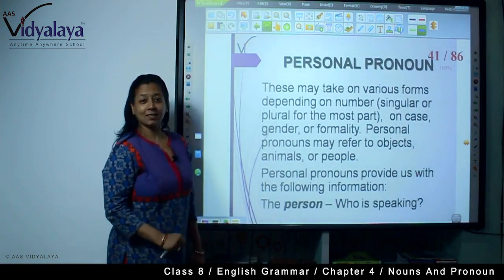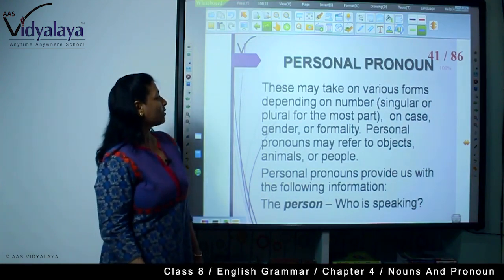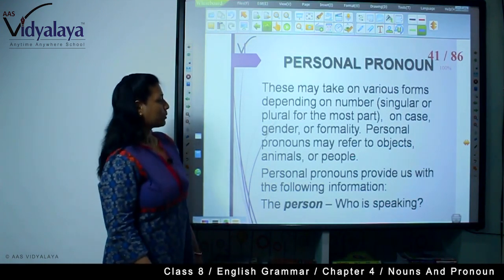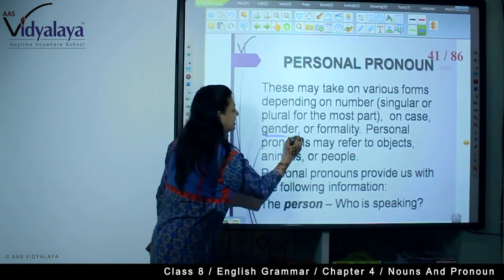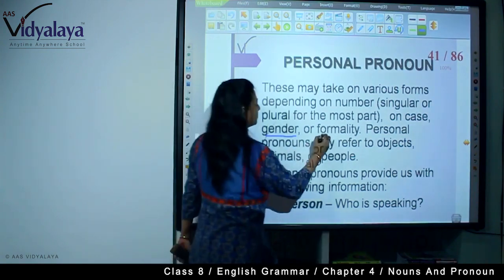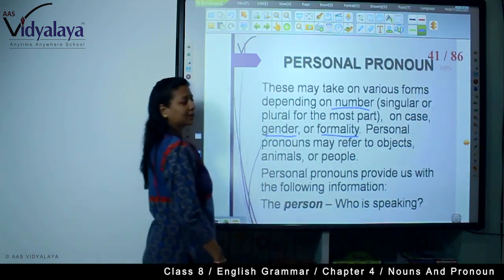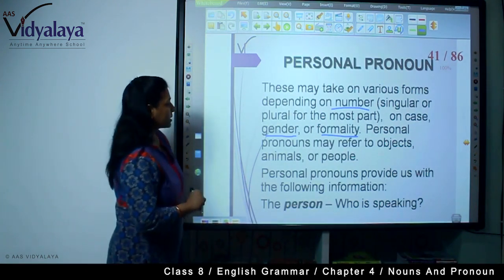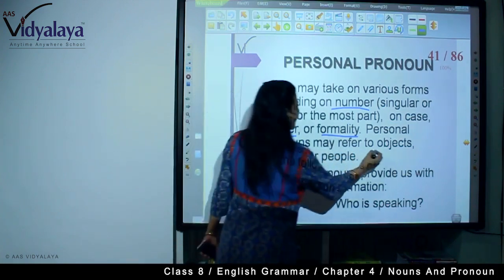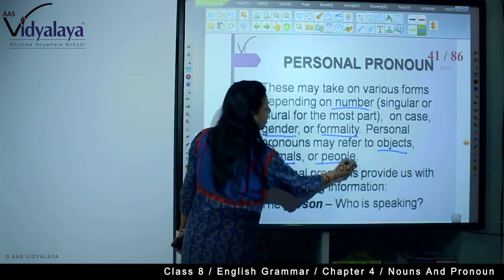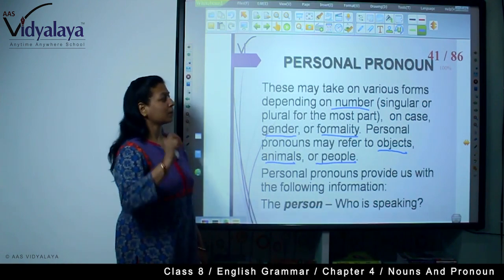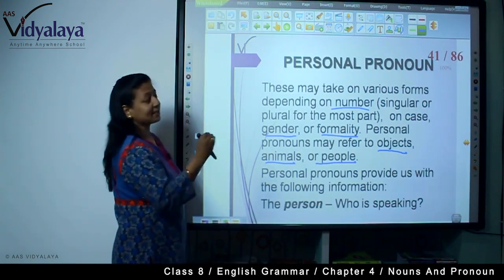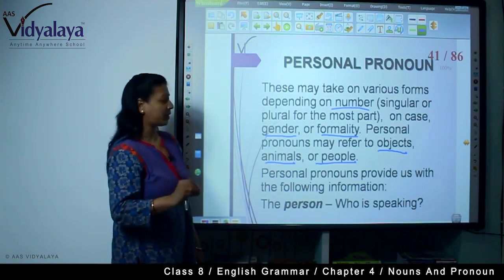So all these words, all, some, come under indefinite pronouns. Next, personal pronouns. These may take on various forms depending on number, singular or plural, and for the most part on case, gender or formality. See, number, singular or plural, gender, male or female. Personal pronouns may refer to objects, animals or people. So you will have to understand personal pronouns. First were the non-specific ones, and these are the personal pronouns, the specific ones.